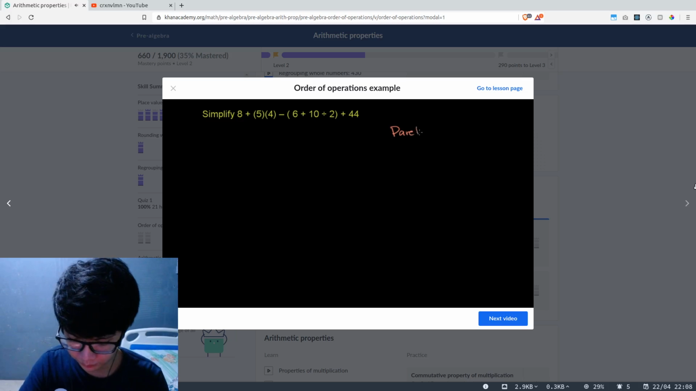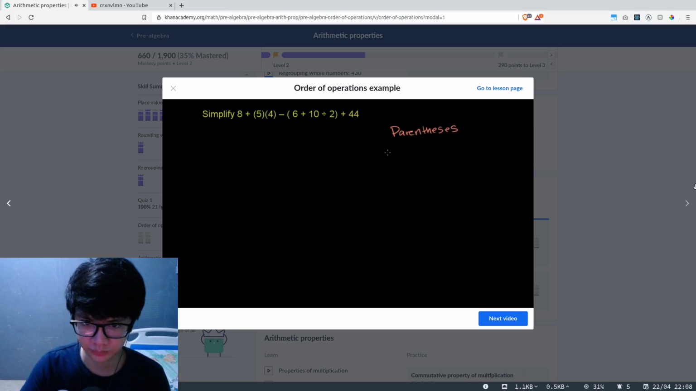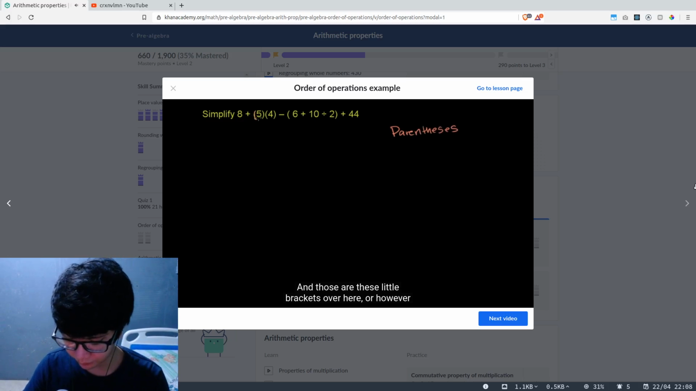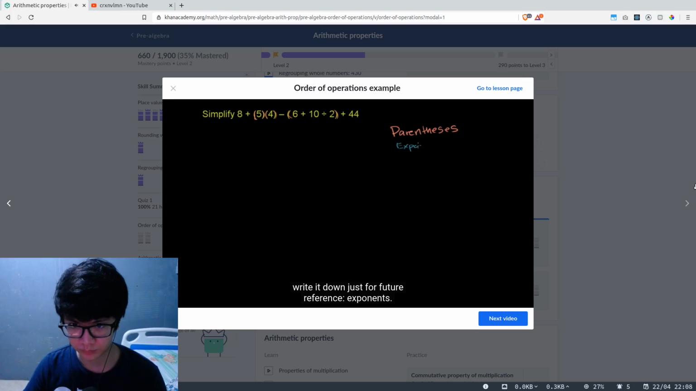parentheses. And those are these little brackets over here, or however you want to call them. Those are the parentheses right there. That gets top priority. Then after that, you want to worry about exponents. There are no exponents in this expression, but I'll just write it down for future reference. Exponents.